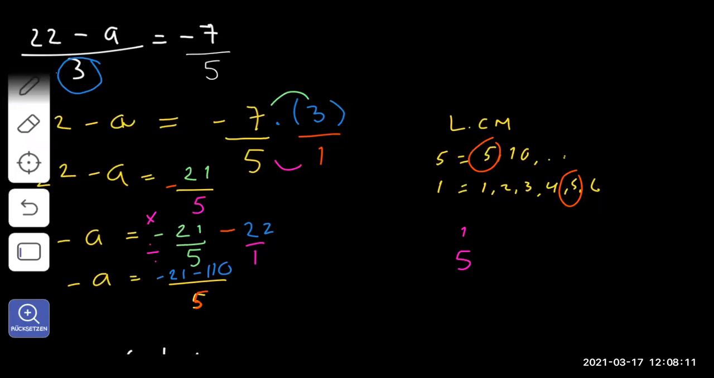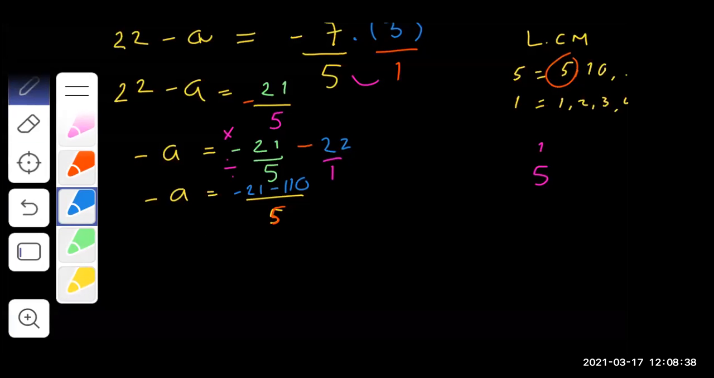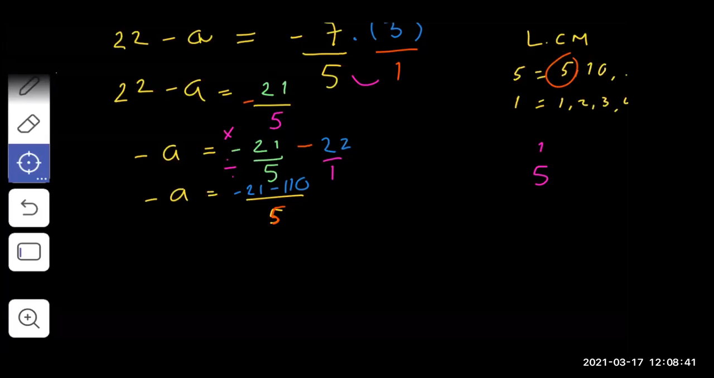Let's move on. Why is it 110? Okay, I'm dividing. 5 divided by 5 is 1. 1 times 21 is -21 because of this negative. Then 5 divided by 1 is 5. 5 times 22 is 110, negative 110.